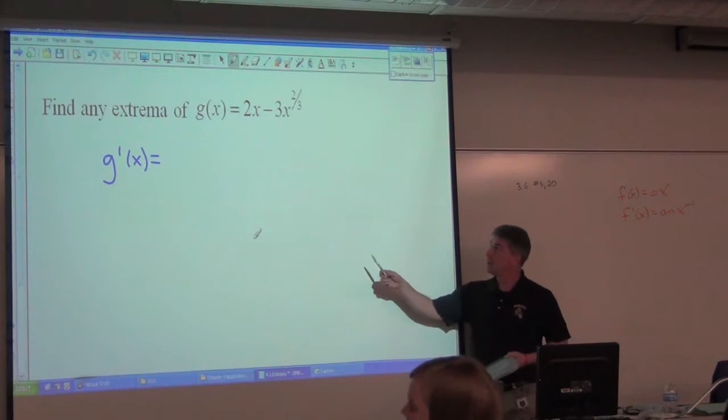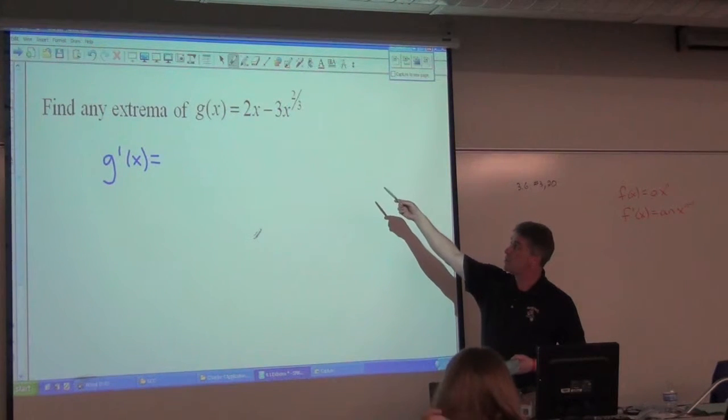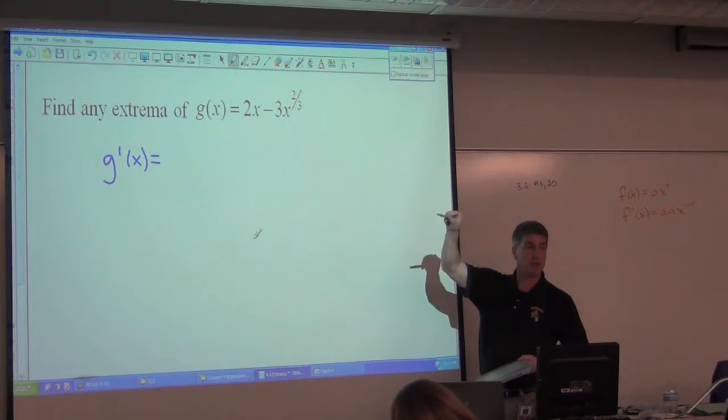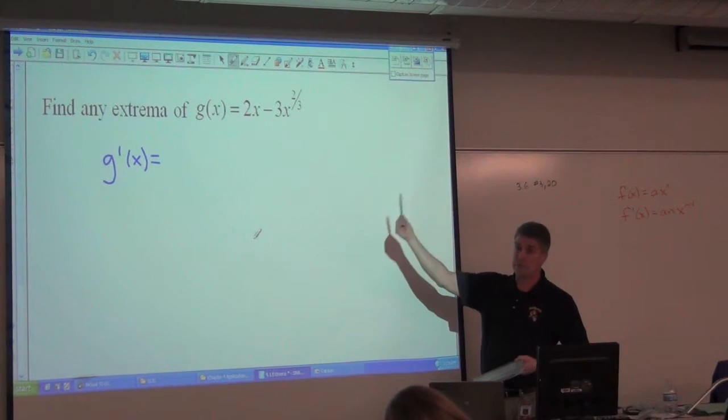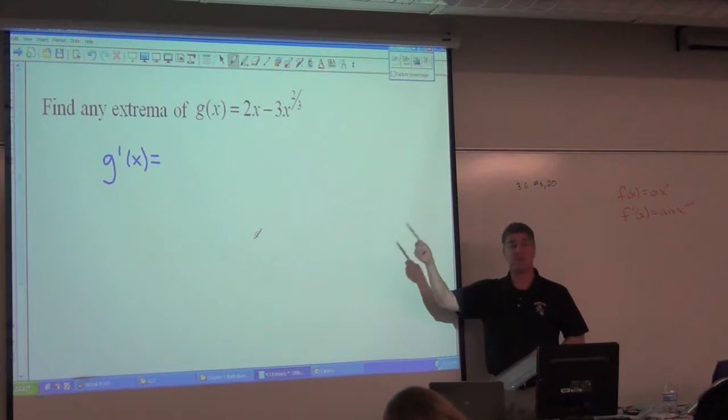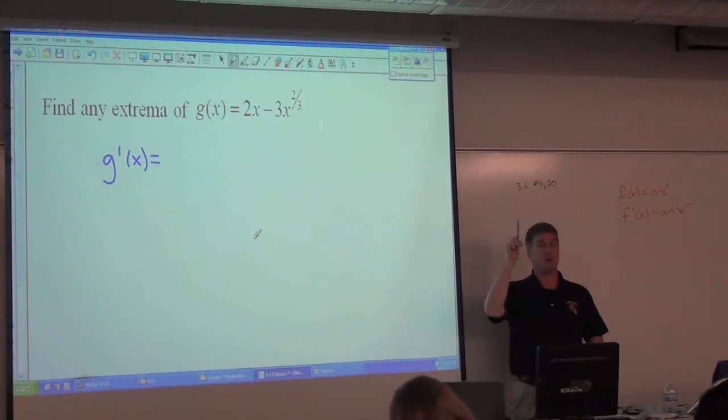Yeah, so this isn't on a closed interval, so when it says find the extrema, we just want to find places where the graph changes direction. So we need to find the critical numbers. Critical numbers are where the first derivative is 0 or undefined.